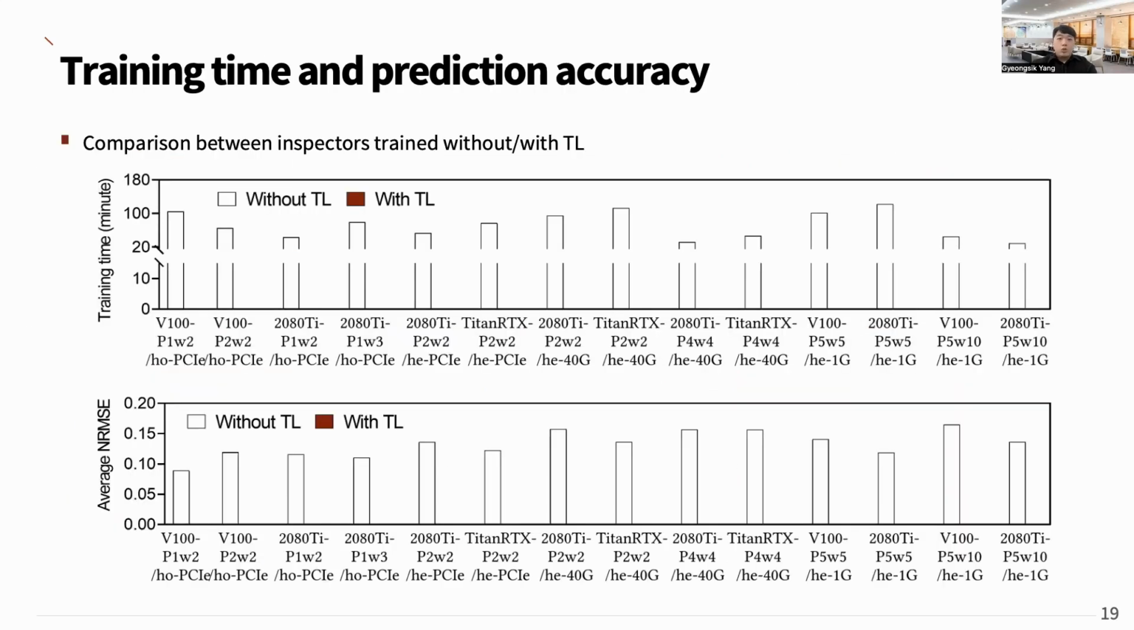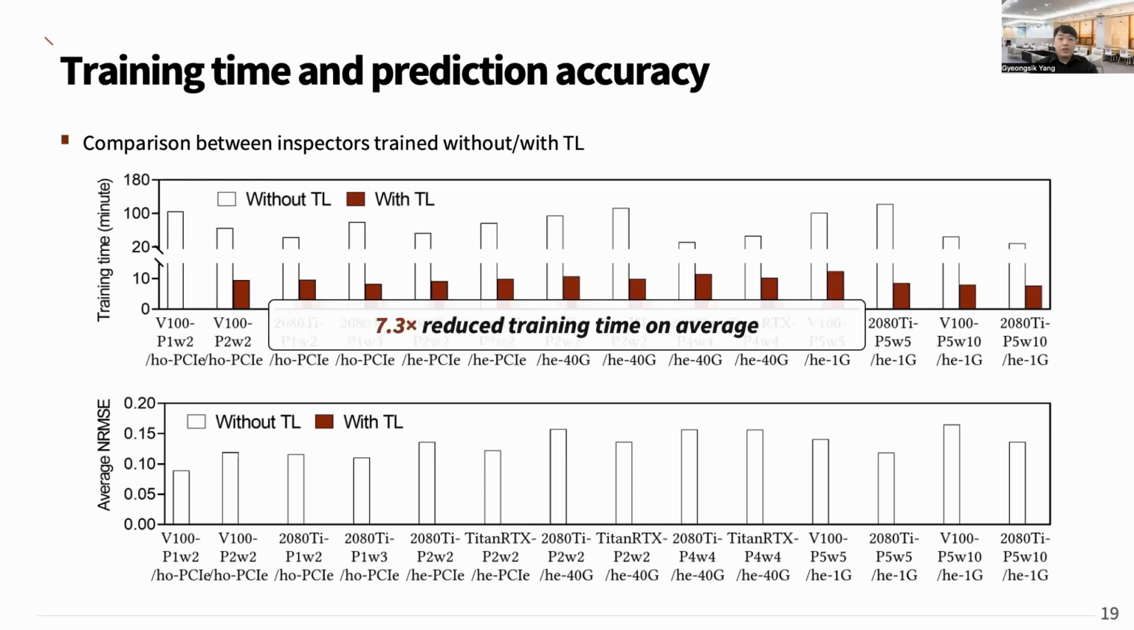In addition, we show the training time and the prediction accuracy to show the effectiveness of transfer learning. We train Dribble inspectors for 14 DT settings, with and without transfer learning. First, transfer learning enormously reduces the training time until the model converges. On average, the training time is reduced by up to 7.3 times.